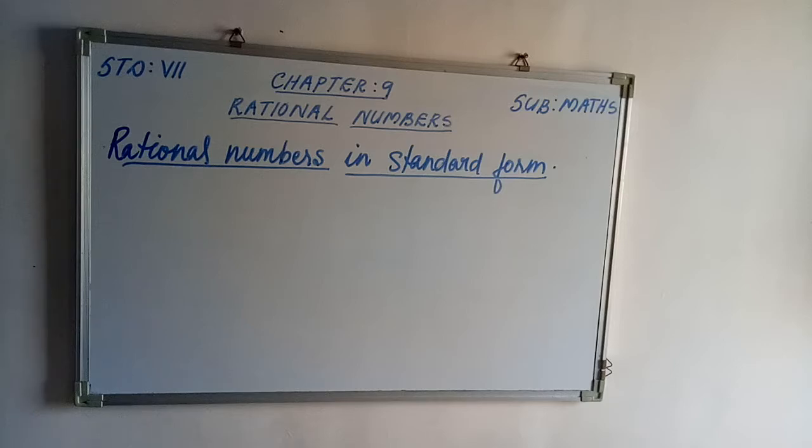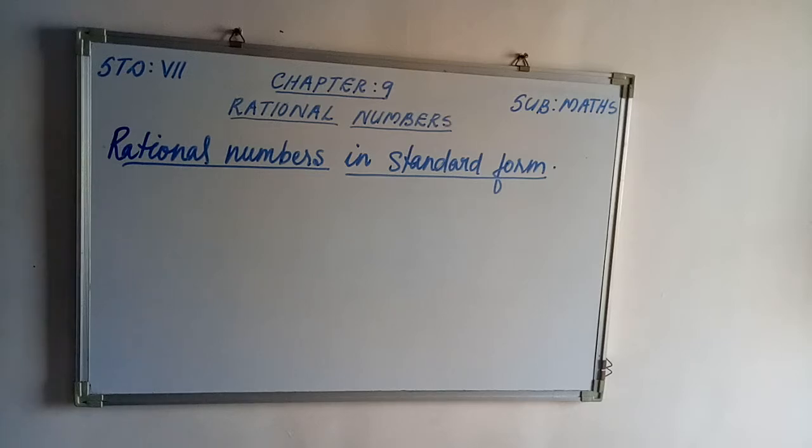So how can you reduce the given rational number to standard form? To reduce the rational number to its standard form, we divide its numerator and denominator by their HCF. What is HCF? Highest common factor, that you have already learned in your previous class. And you can ignore the negative sign if it is there. And if there is a negative sign in the denominator, divide by minus HCF. One example I will show you.